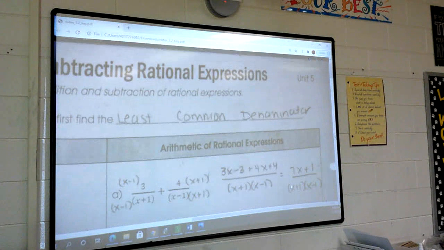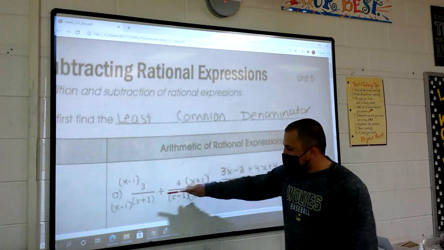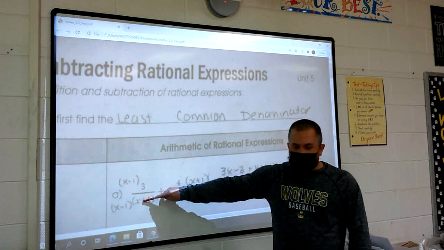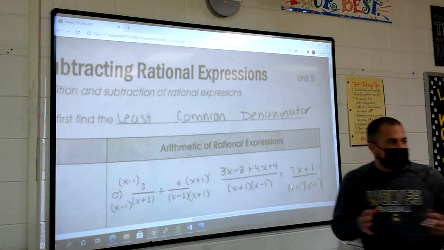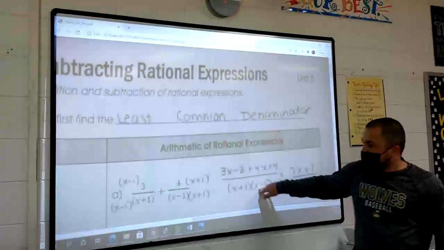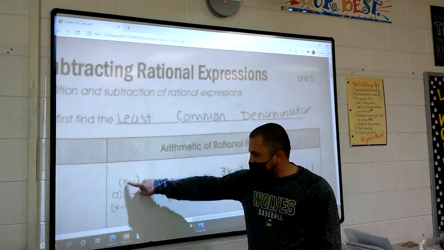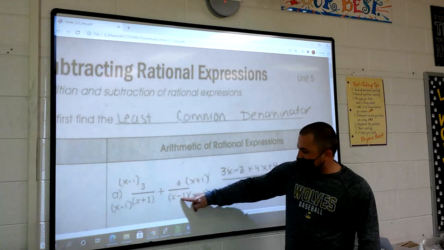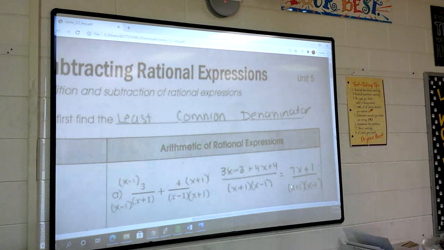So A says 3 over x plus 1 plus 4 over x minus 1. So these are two completely different things. This one is x plus 1. This one is x minus 1. So the least common denominator is going to be both of them, x plus 1 and x minus 1. So this fraction only had the x plus 1, so we've got to multiply it by x minus 1. This fraction only had the x minus 1, so we've got to multiply it by x plus 1. So you have to multiply the fraction by what it's missing.